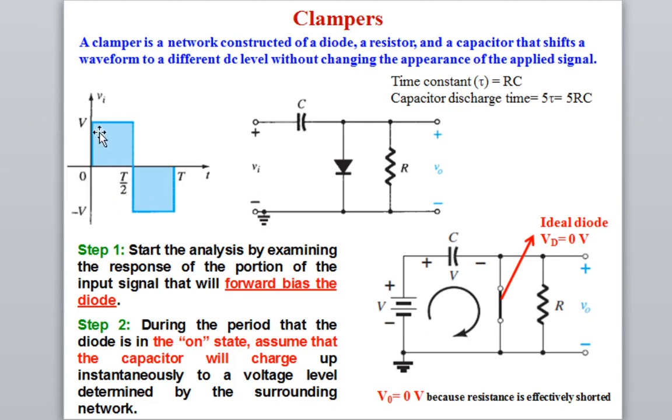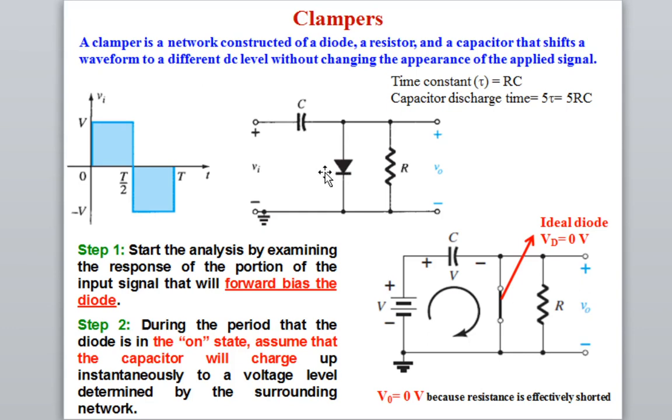For 0 to T/2 the signal is positive, this means this is positive and this is negative. If this is positive and this is negative, obviously the diode will go into forward bias and it will conduct current. If it conducts current, the capacitor will charge. Because I have assumed an ideal diode, the first diode approximation, the diode will behave like a closed switch with 0 voltage drop.